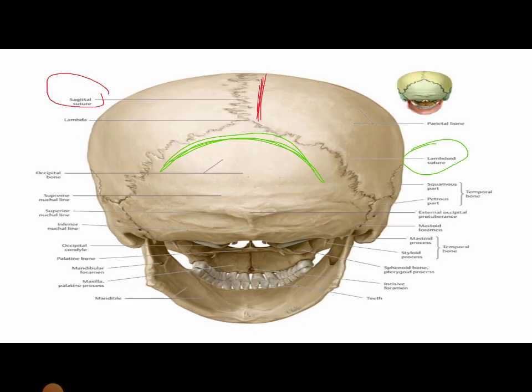Again, when you look at the back of the skull, you can see the sagittal suture, and another suture that I mark with the green color. It is the lambdoid suture. The junction of the sagittal suture and the lambdoid suture, that area we call lambda.